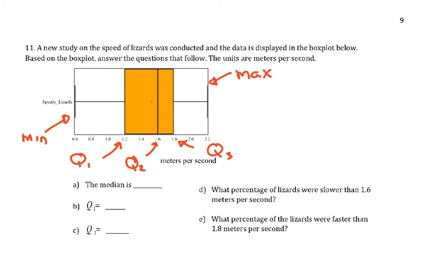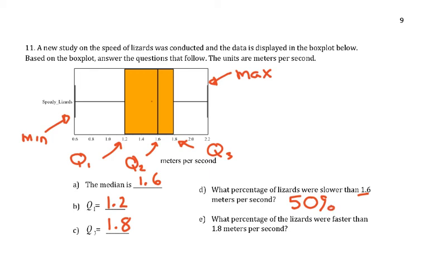So the median is 1.6. Q1 is 1.2. Q3 is 1.8. Now, a couple of questions. What percentage of the lizards were slower than 1.6? Well, 1.6 is the median, so that means half of them, 50%.